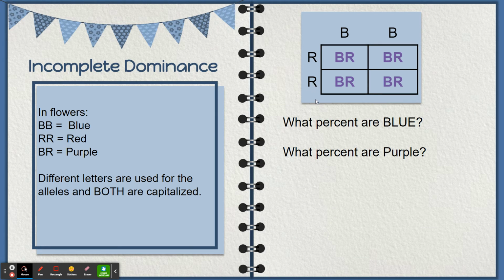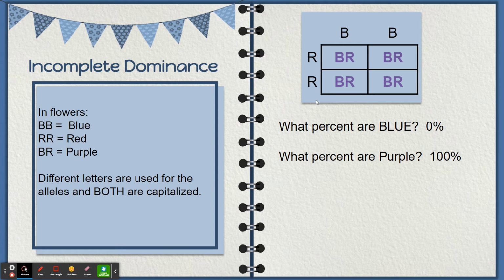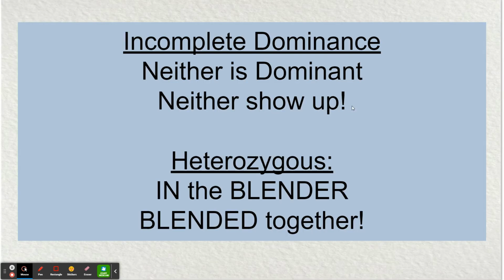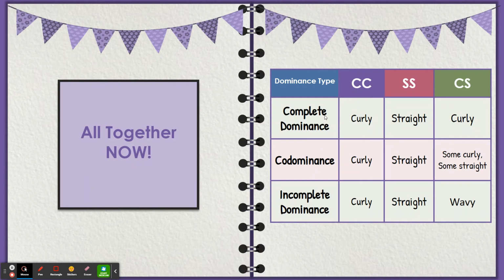Okay, if you answered correctly, you got 0% were blue and 100% were purple, because all the offspring were capital B, capital R, which is that purple genotype. So in incomplete dominance, neither allele is dominant, and neither really shows up in that final heterozygous product. So for heterozygous genotypes, one of each letter, we throw it in the blender. We blend the two together to get our heterozygous phenotype. So let's do some practice with this.